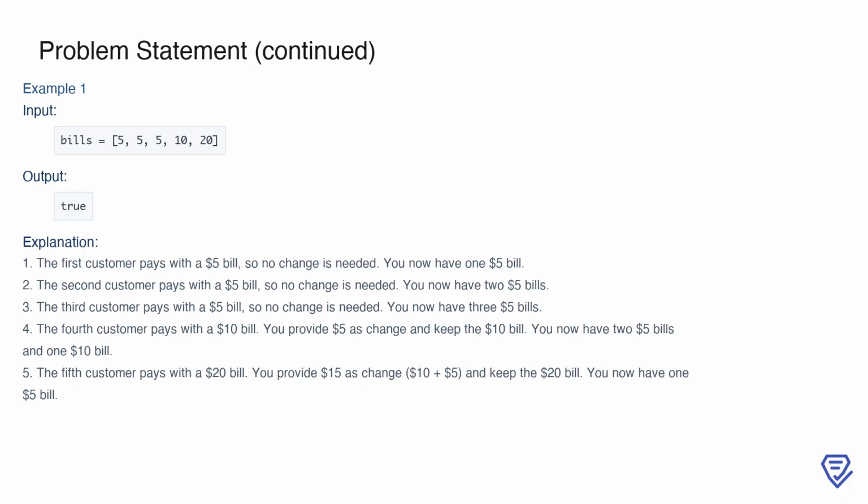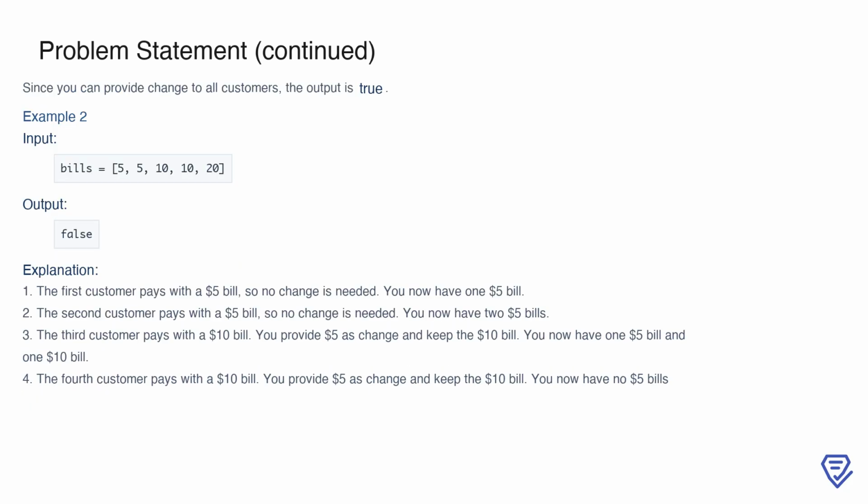The fourth customer, however, pays with a $10 bill. To provide the correct change, you give them one $5 bill and keep their $10 bill, leaving you with two $5 bills and one $10 bill. Finally, the fifth customer pays with a $20 bill. For this transaction, you give $15 as change, one $10 bill and one $5 bill, and keep the $20 bill. After all the transactions, you are left with one $5 bill, and you successfully provided change to all customers. Therefore, the output is true.